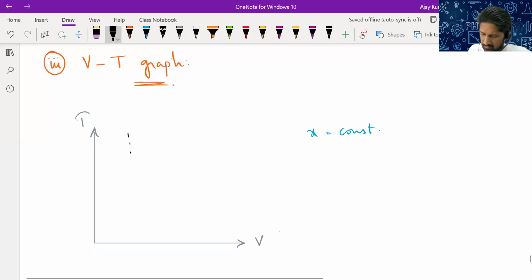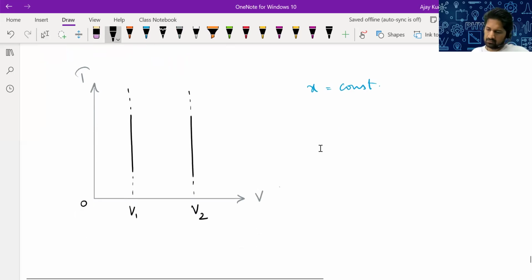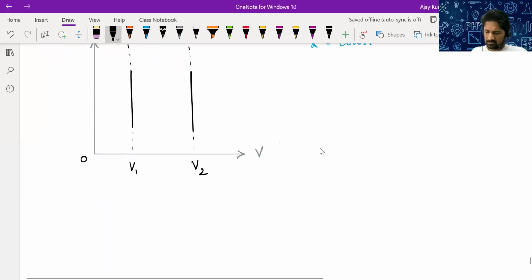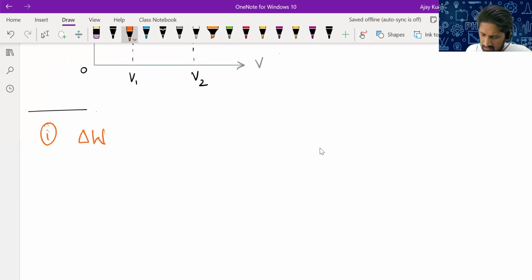Okay, a straight line parallel to the y-axis. So temperature is allowed to change. Volume is not allowed to change. So depending on the volume at which the process is carried out, you can get a graph like this. Simple. Okay, so we have drawn all three graphs for an isochoric process. Next thing to do is to derive expressions for delta U, delta W, delta Q and all. First, work done in an isochoric process.